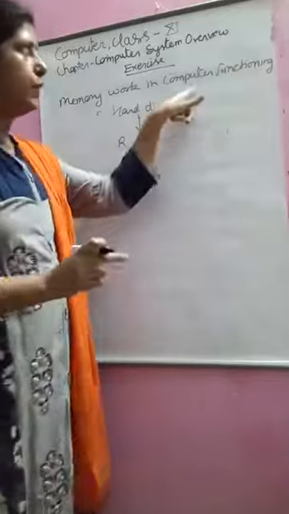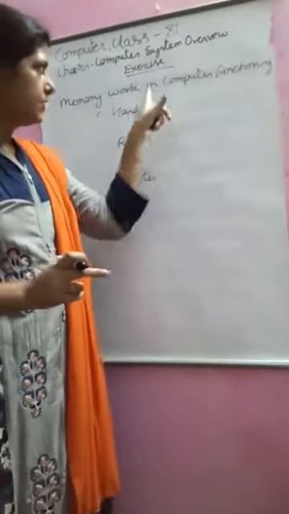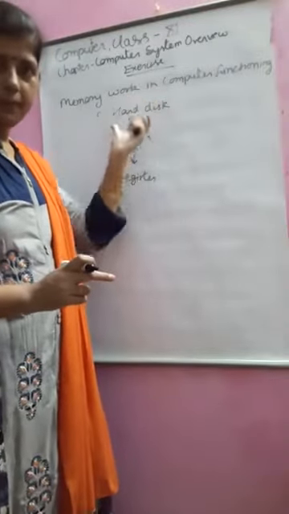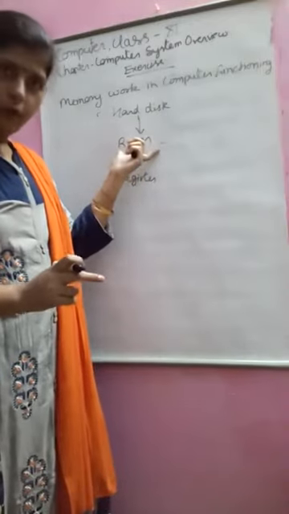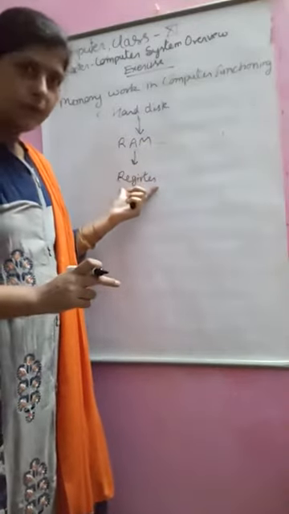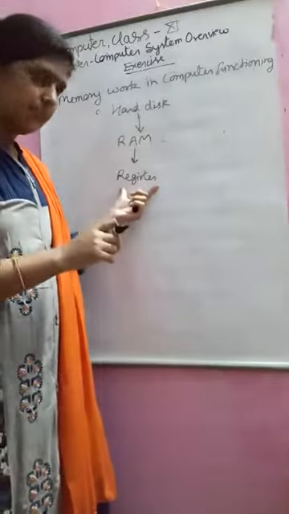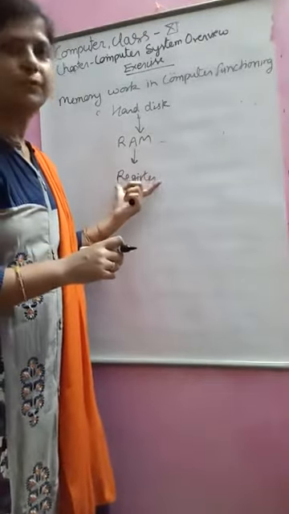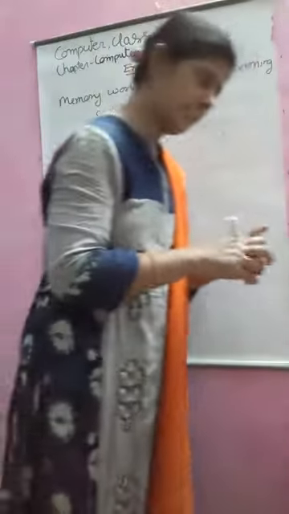Computer functioning means you are executing a program. First, that program should come into the main memory, and at the time of execution, the line which is being executed by the processor should come to the register. That is the working of the memory at the time of computer functioning.